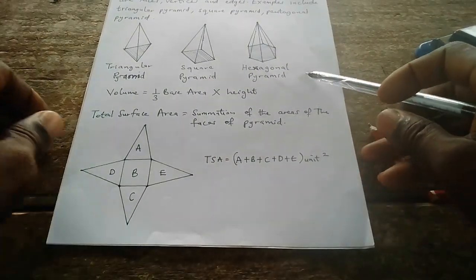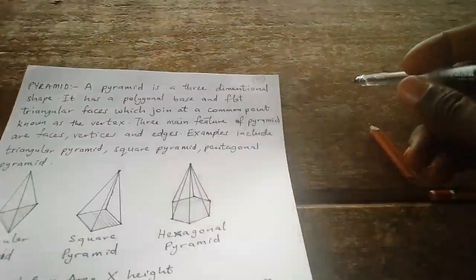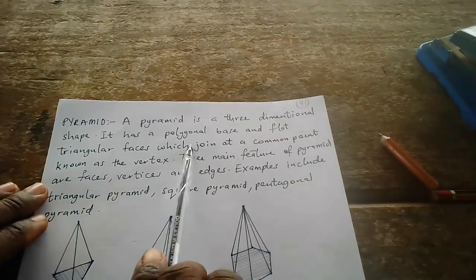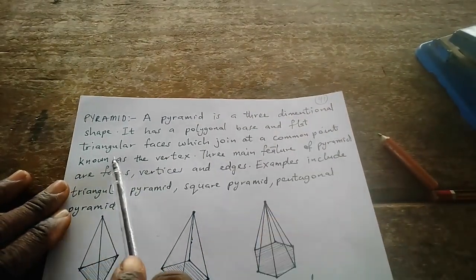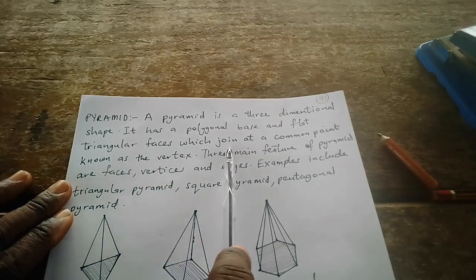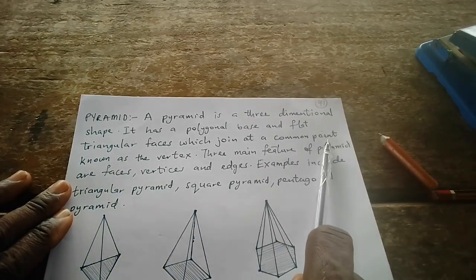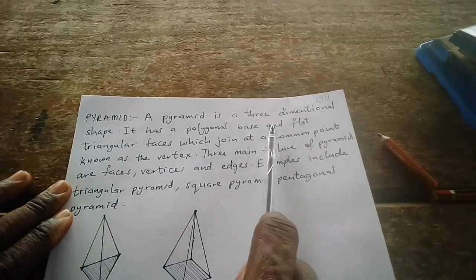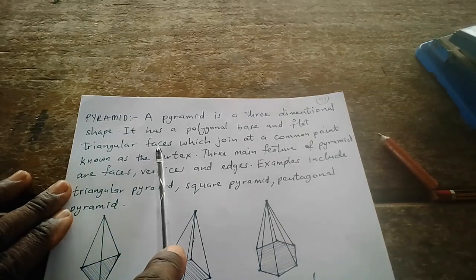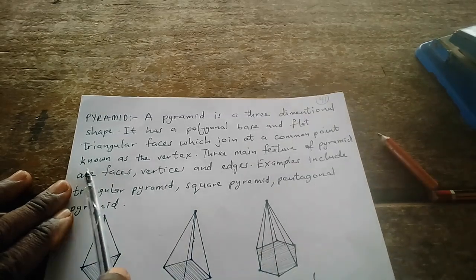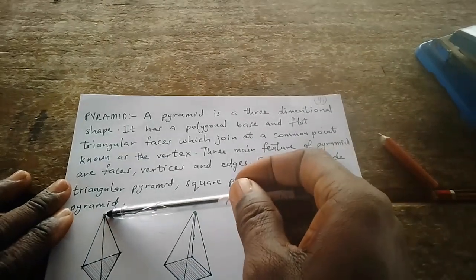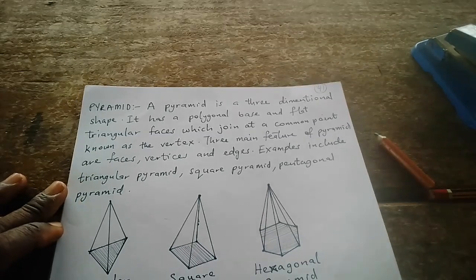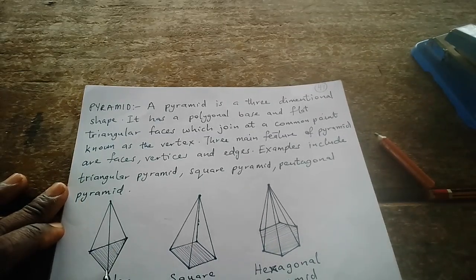Now, we are moving on to a pyramid. A pyramid is a three-dimensional shape. It has a polygonal base and flat triangular faces which join at a common point known as the vertex. So this point where they all join is the vertex. You realize that the base of this one is a triangle.